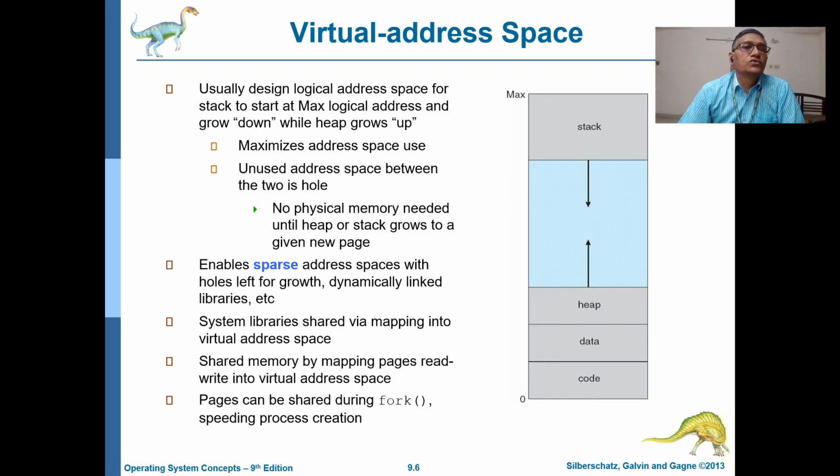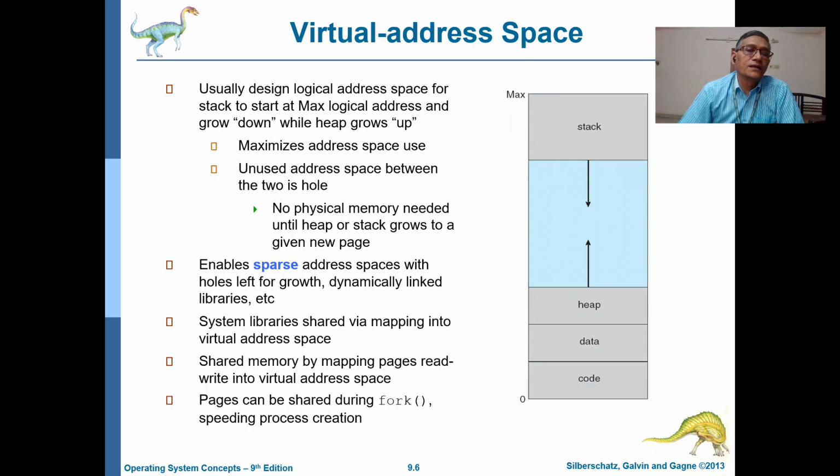The virtual address space is usually designed so that the logical address space for the stack starts at the maximum logical address and grows down, while the heap grows up. The largest portion of memory is occupied by the stack, followed by the space left for the user process, then the heap, then data and the entire code. This type of organization maximizes address space use. The unused address space between the two is a hole, that is, space without any allocation of memory to any process.